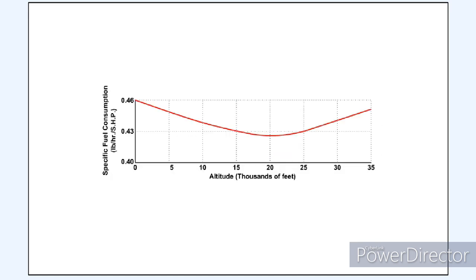This graph shows that the specific fuel consumption of a turboprop engine improves as the aircraft climbs to approximately 20,000 feet, but then it increases again as the aircraft climbs towards 35,000 feet.